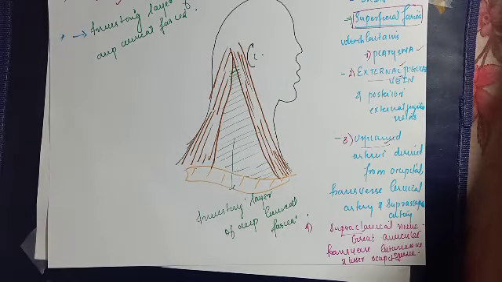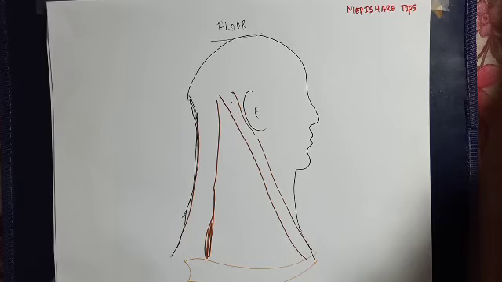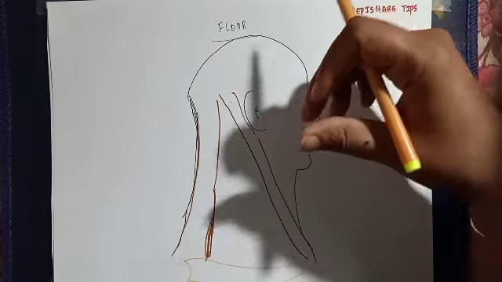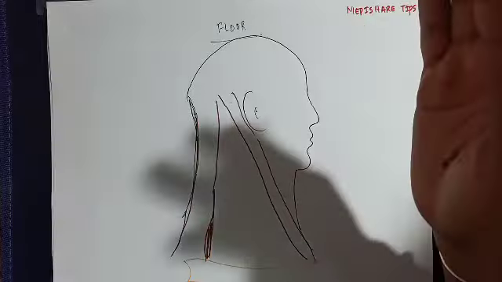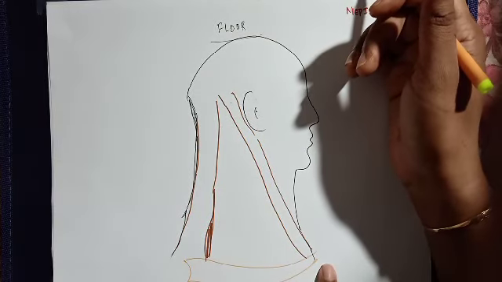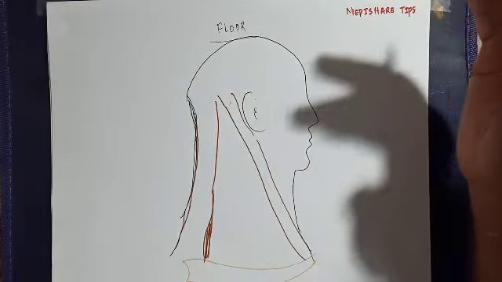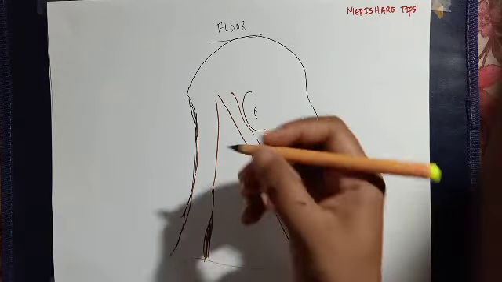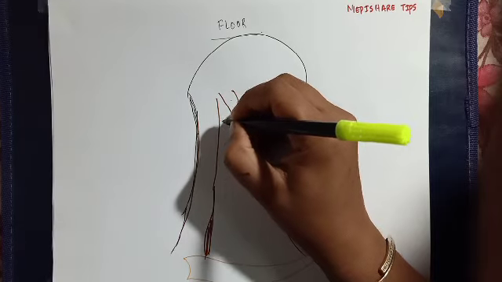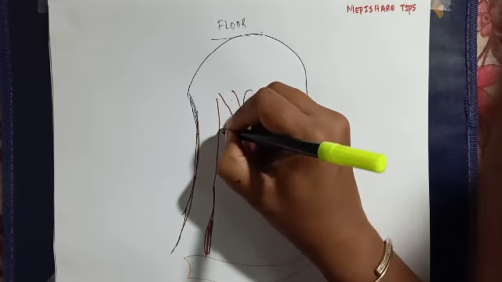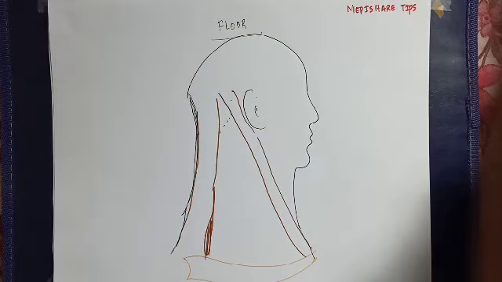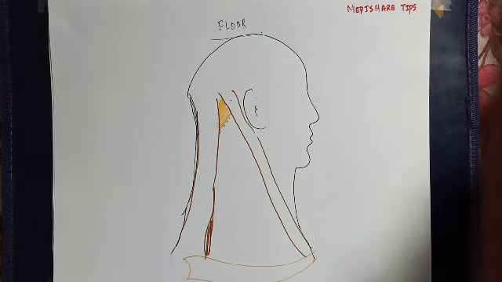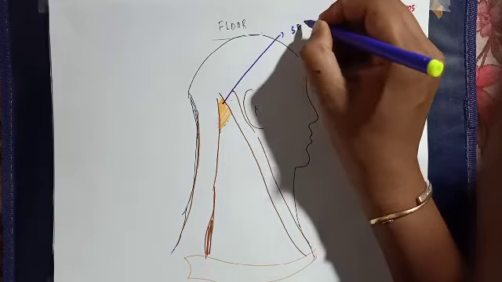Now we go into the floor of this triangle. I have drawn the triangle with the sternocleidomastoid and trapezius as boundaries, and also the clavicle here. I'm going to describe the muscles which are actually forming the floor of this triangle. From above downwards we have muscles here. The first muscle, a part of which will be forming the floor, is the semispinalis capitis.